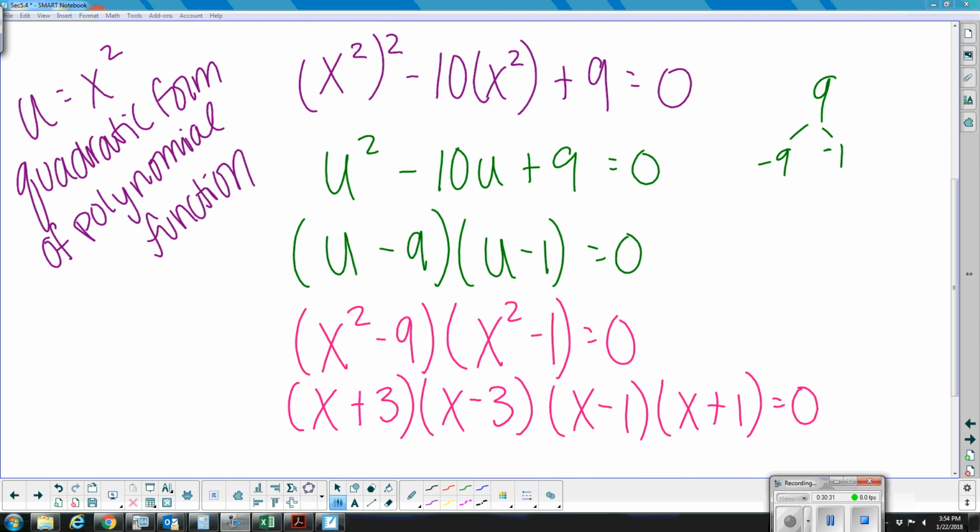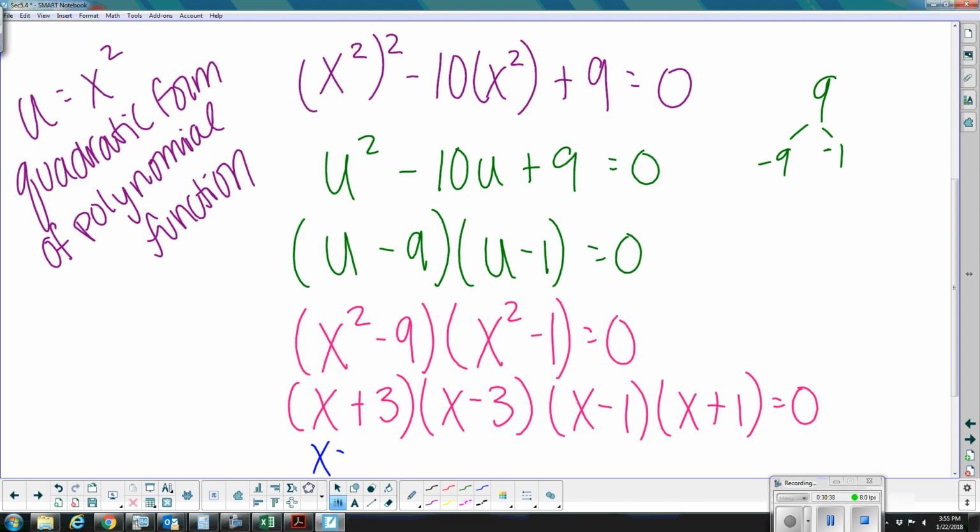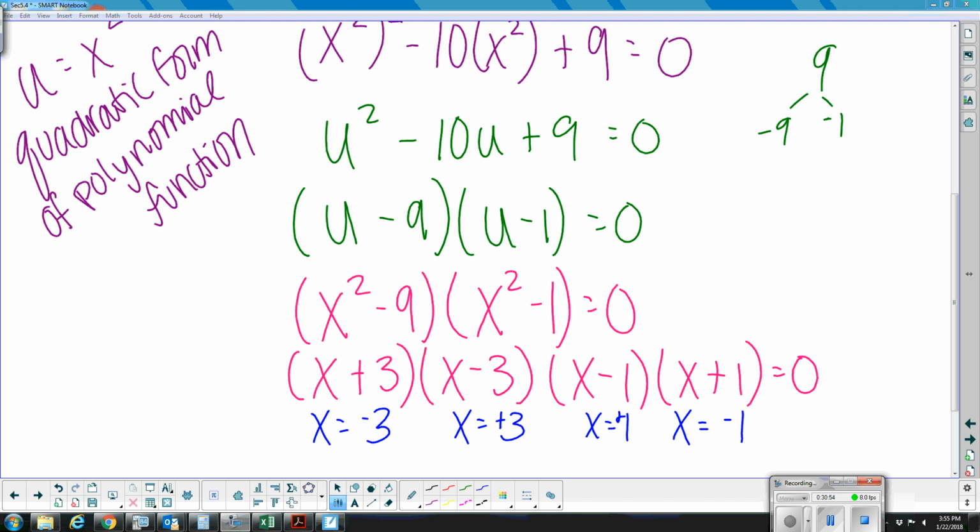So now we can use the zero product property to solve for x. So here, in order for this section to be 0, x would have to equal negative 3. Here, x would have to equal positive 3. Here, x would have to equal positive 1. And here, x would have to equal negative 1. So those are your solutions. When it says solve the polynomial equation, you have to actually solve for x. What could x be if that whole thing is equal to 0?